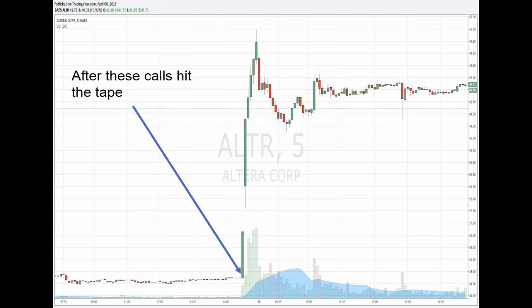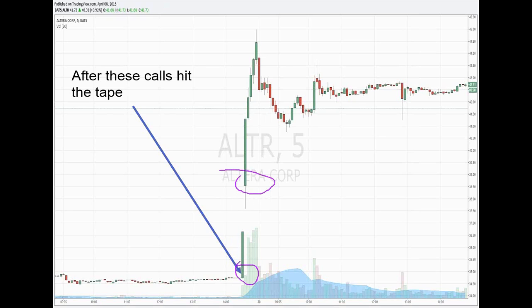So after these calls hit the tape, the stock absolutely exploded to the upside. We see a huge move higher here in ALTR. I don't remember exactly who said they were thinking about buying ALTR. I believe it was Intel, or there was a rumor that Intel was going to be putting a bid in on ALTR. And the stock exploded to the upside and actually continued higher through Monday. Okay, so this is where they buy calls and halt the stock, and then we open up and rip higher to this point, gap higher, and continue moving higher.